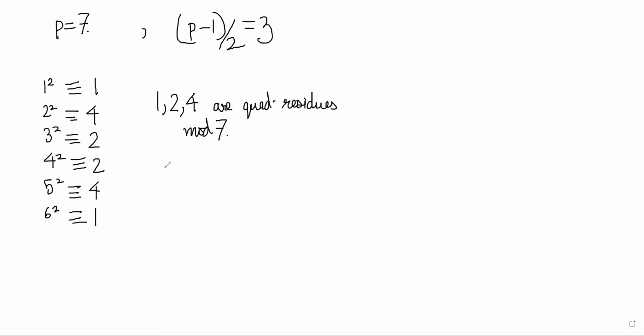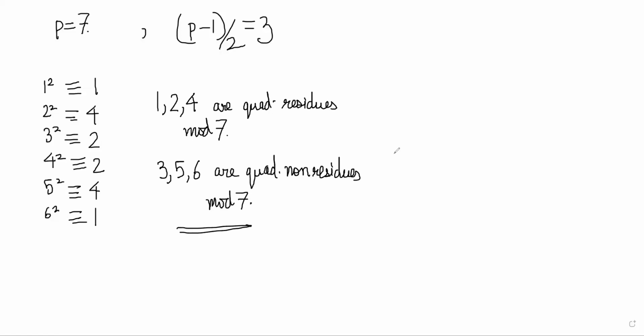right? And what are the non-residues? 3, 5, and 6 are quadratic non-residues mod 7, right? Now let's try another thing here. Let's try to find out a power 3 is congruent to x mod p. So what are the values of a cube? What is a cube congruent to, right?